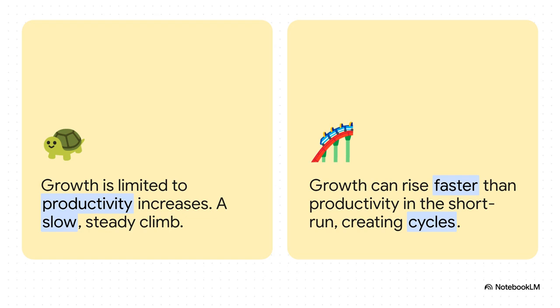Think about it. In a world without credit, the only way for us to grow is to actually produce more stuff. It's a slow, steady climb. But with credit, oh, you can supercharge growth. You can spend way more than you produce. The catch, of course, is that eventually you have to spend less than you produce to pay it all back. And that swing, that push and pull, that's what creates cycles.